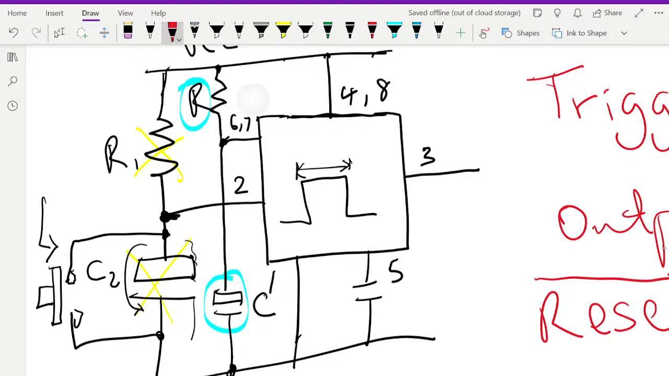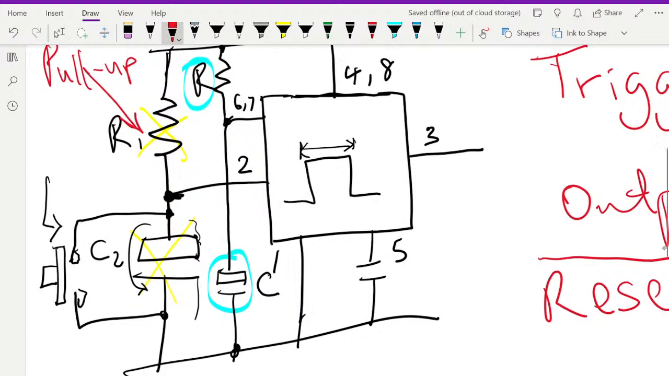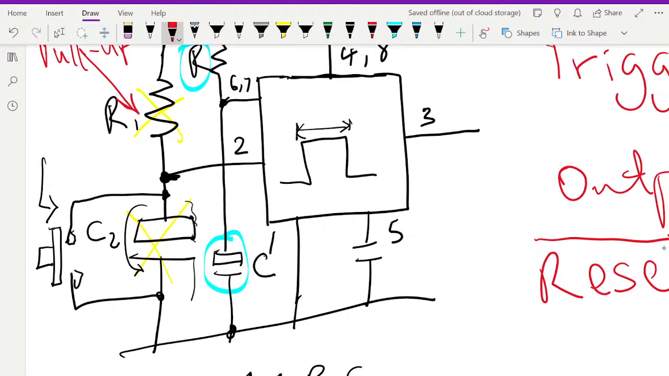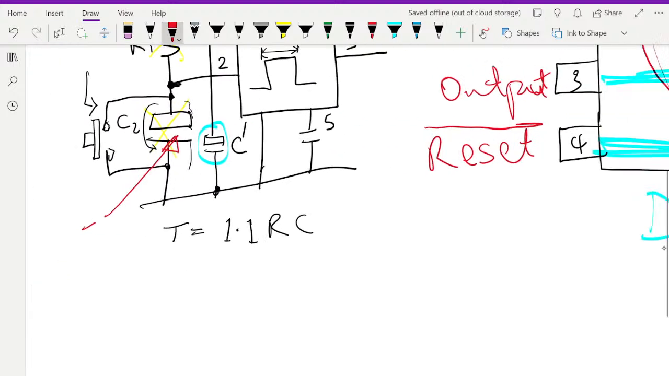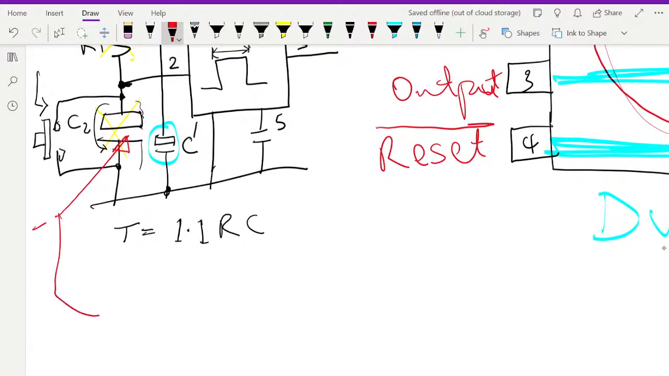This one here is simple pull up. This one here is just pull up resistor. And then that one is to provide your trigger. This capacitor here is automatic trigger or power up one shot. Let's just call it power up one shot capacitor. So power up one shot.